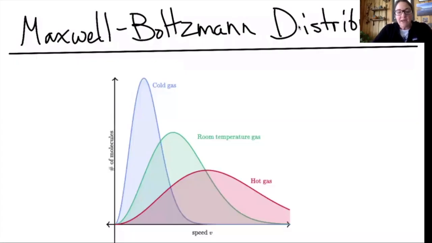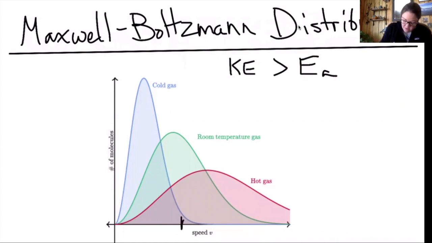What I want to do now is connect the Maxwell-Boltzmann distribution to the probability of a reaction happening. We said before that we need the kinetic energy of the molecules colliding to be greater than the activation energy. So suppose the activation energy requires the molecules to have a speed here. I would call that the threshold speed. If they're moving faster than that, they can react. So for my cold gas, we'd find that only these molecules had sufficient energy to react. So those molecules would react.